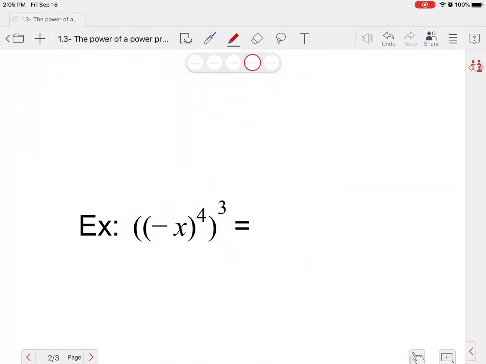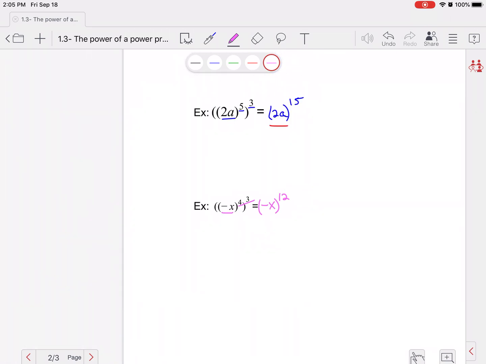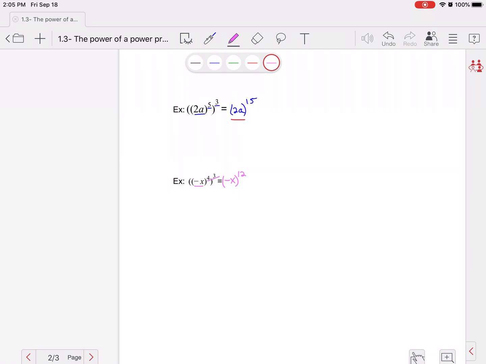Okay. We keep the same base here, so we have negative x to the 4th to the 3rd. So then we would have negative x in parentheses, and 4 times 3 is 12. So when we have a power to a power, we multiply. When we're multiplying the bases, we add the exponents. And when we're dividing with the same base, we subtract the exponents. So those are the 3 rules that we have so far.